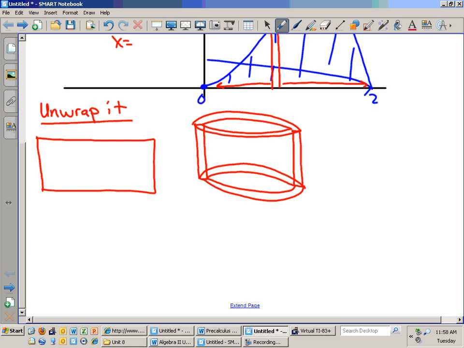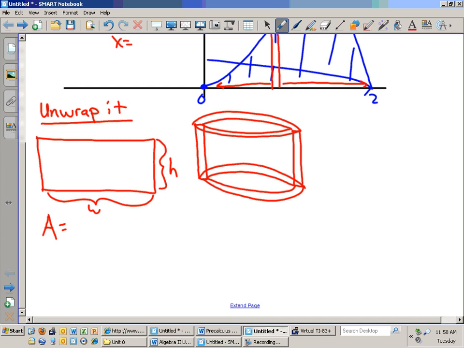Let's unwrap it. I just unwrapped this cylinder, and I'm going to start by finding the area of this wrapper. Okay? If I want to find the area, I'm going to start by looking at this piece right here, which is going to be the height. And then this piece here, which we could call the width or the length, whatever you'd like to.